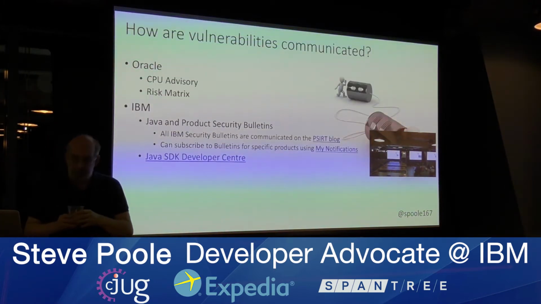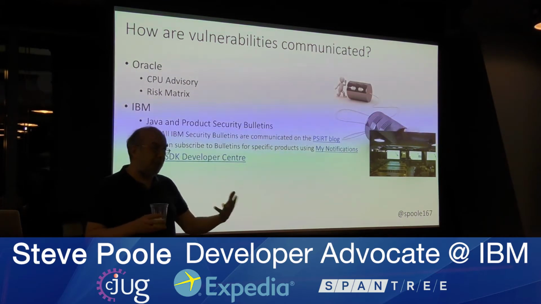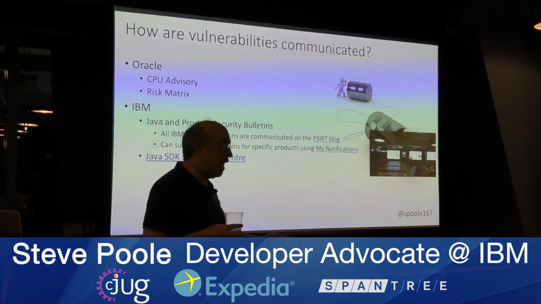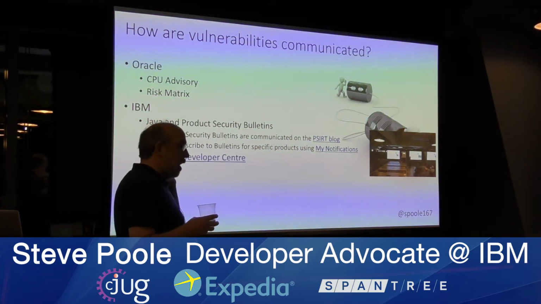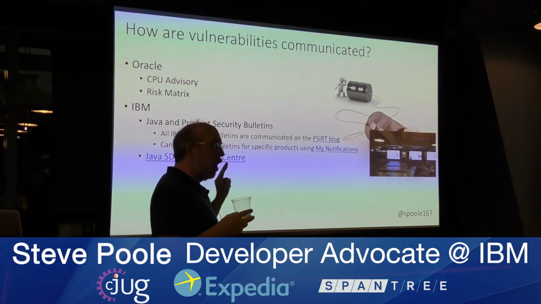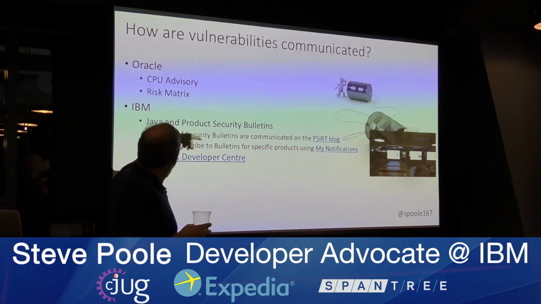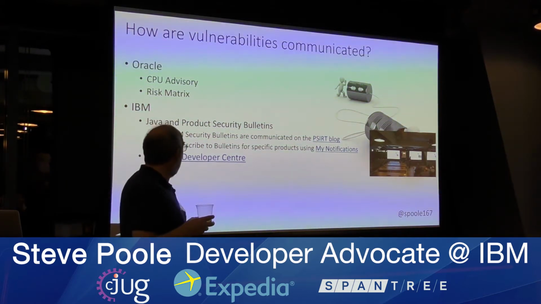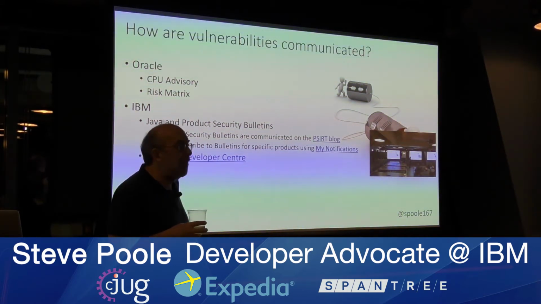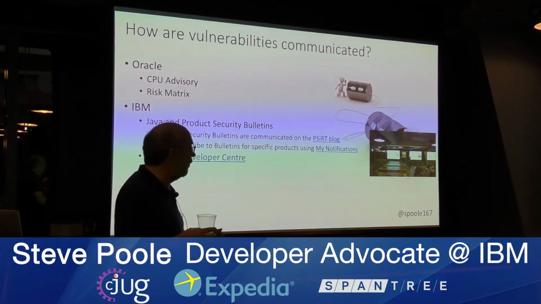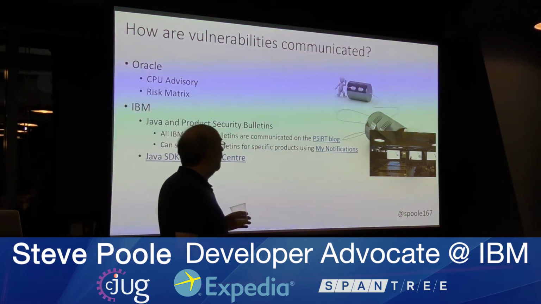So having figured out some scoring system and a communications mechanism and a way for us to track them so we all know what we're talking about, even if they're hidden, Oracle puts out CPU advisories, IBM does the same, there's a whole bunch, you can go find this stuff. And it's not just for Java things, it's OSs as well.